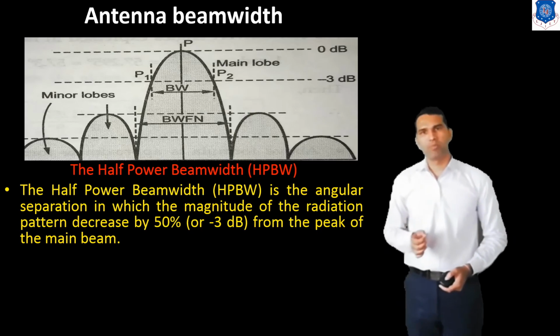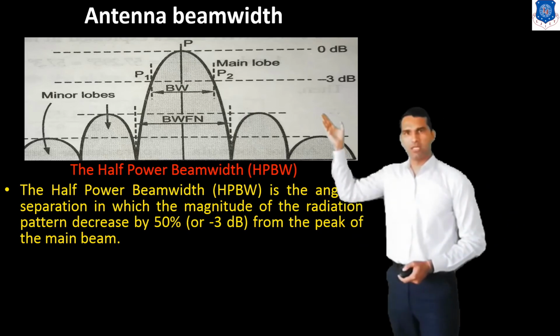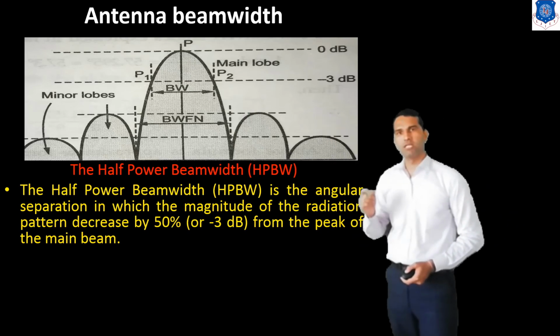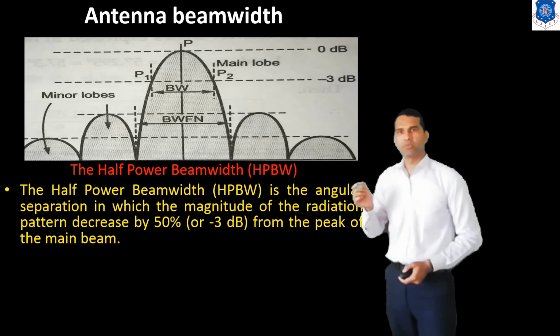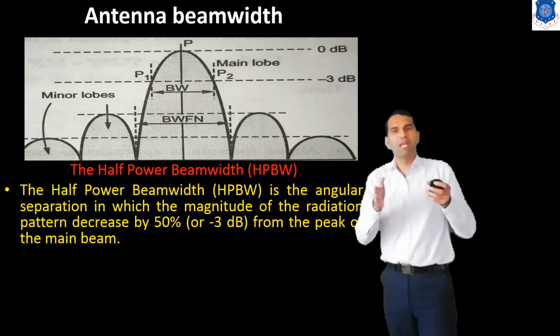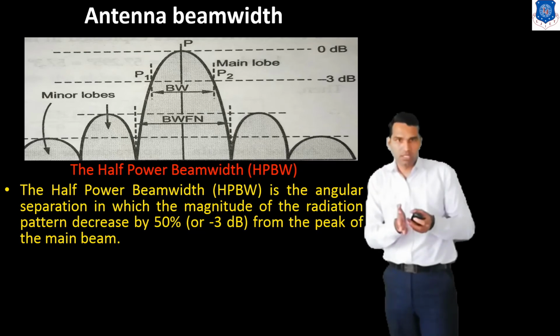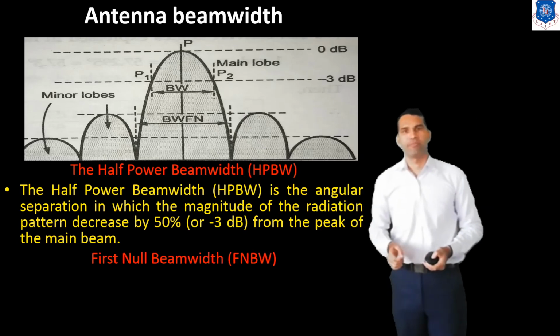So here the peak of the main beam is defined as P. Here in the major lobe you can see this is P and -3 dB. So the angular distance between this point P1 and P2 is defined as the half power beam width.